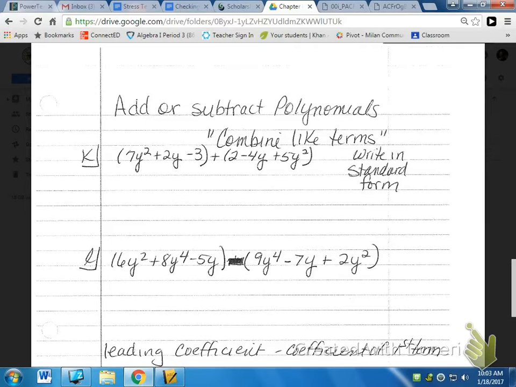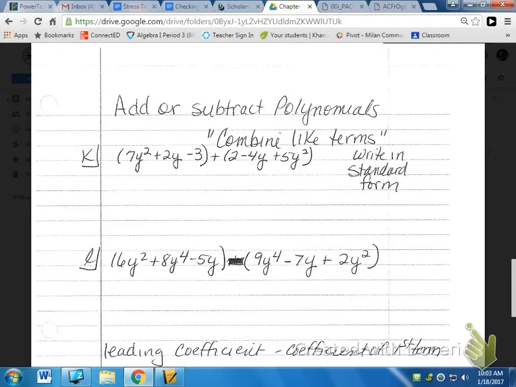So we're ready to actually add and subtract polynomials, and I want you to be aware that the add or subtract is a little misleading because really what we're doing is combining like terms. Okay, so you go through and you find the matching variables and you combine their coefficients so that you only have one of each kind of term. And we need to write it in standard form. Well, look how those are written in example K.